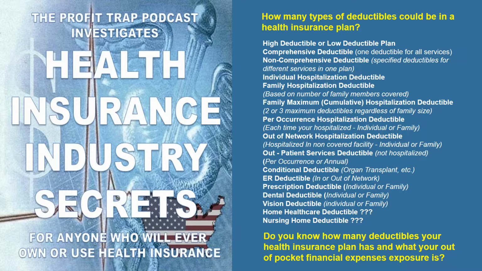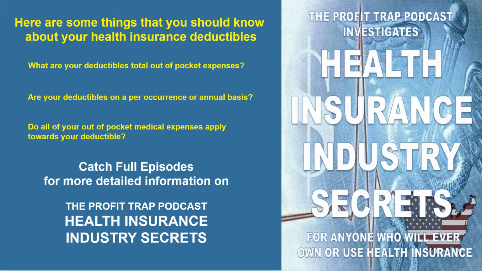Here's the next question I have for you. Do you know how many deductibles your health insurance plan has and what your total out-of-pocket financial expense exposure is? Here are some things that you should know about your health insurance deductibles. What are your deductibles' total out-of-pocket expenses? Are your deductibles on a per occurrence or annual basis? Do all of your out-of-pocket medical expenses apply towards your deductible?